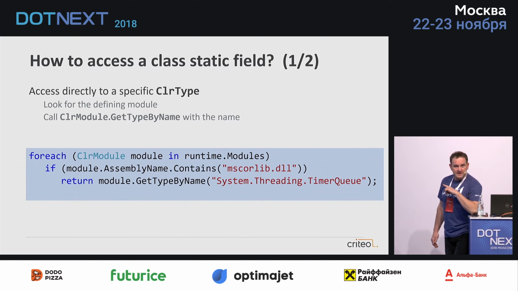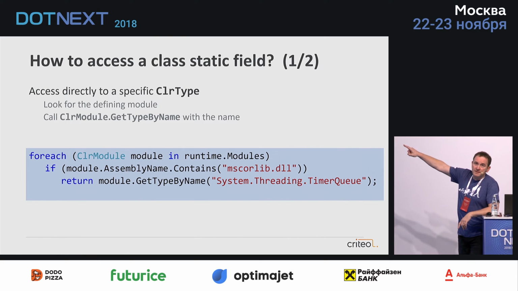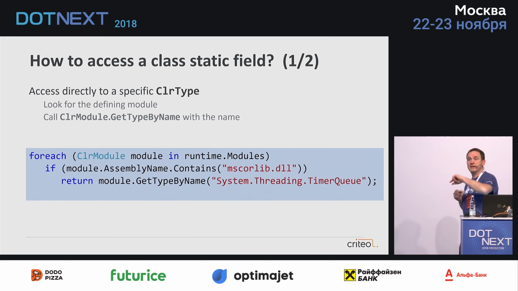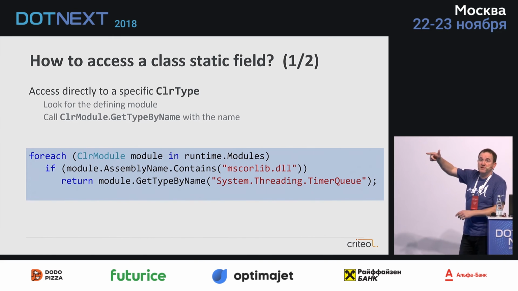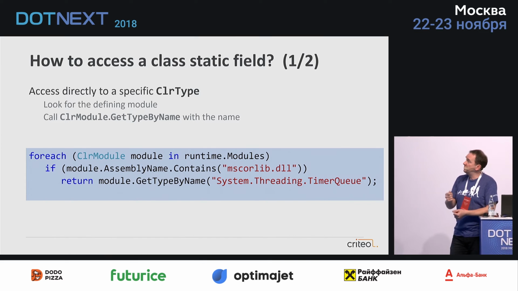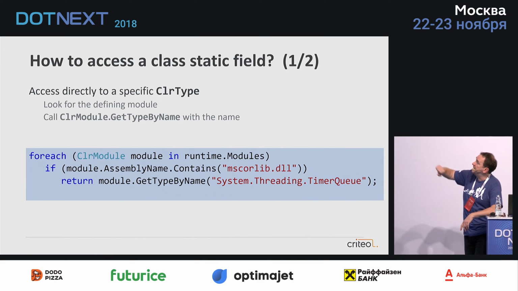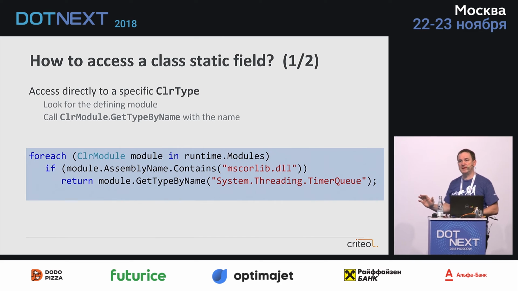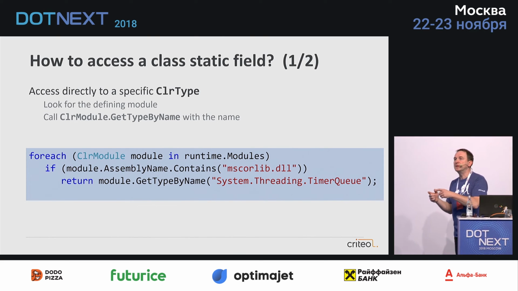And I found this in the implementation of ClrMD. This is why I'm telling you that sometimes it's interesting to see how they have done their own implementation. Basically, what I'm doing here, I know that the implementation of the System.Threading.TimerQueue is in the mscorlib.dll. So I'm looking for this specific DLL in the list of the modules. And once I get the module, I can ask for the type by calling GetTypeByName. It's much faster than using the GetType method from the CLR runtime, much, much faster.